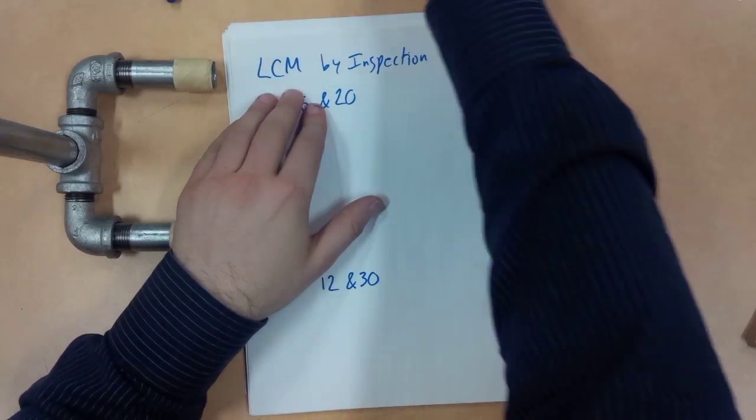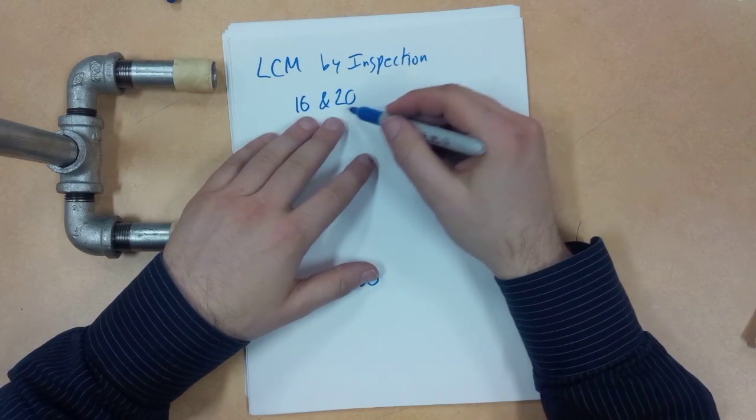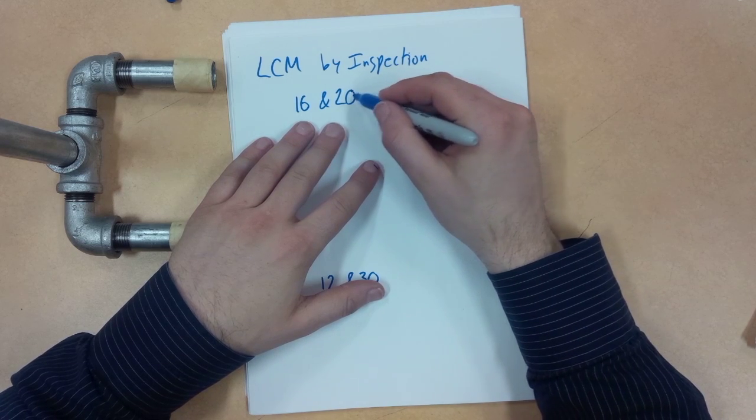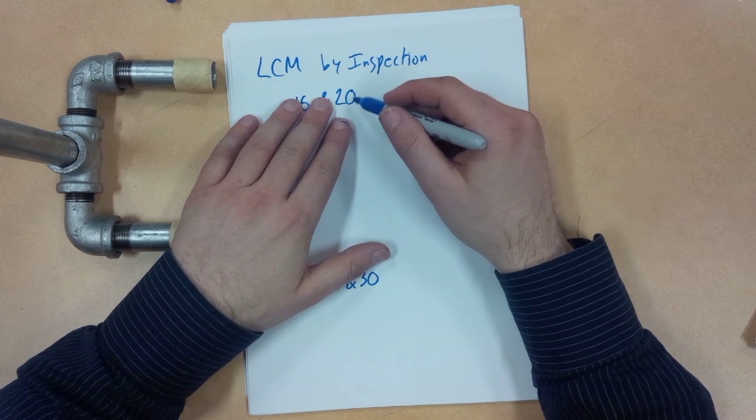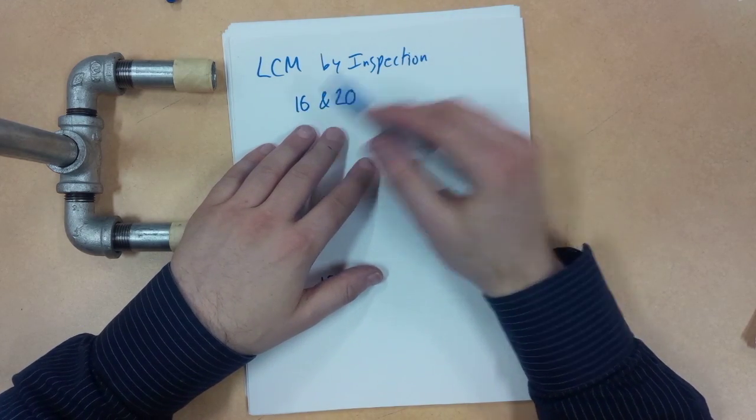We are going to look at LCM by inspection. Okay, now this is a nice little trick. Again, we have to find the lowest common multiple of two larger numbers here. All we need to do really is keep in our minds that skip counting by 20s is always going to end in 0, and 16 not so much.